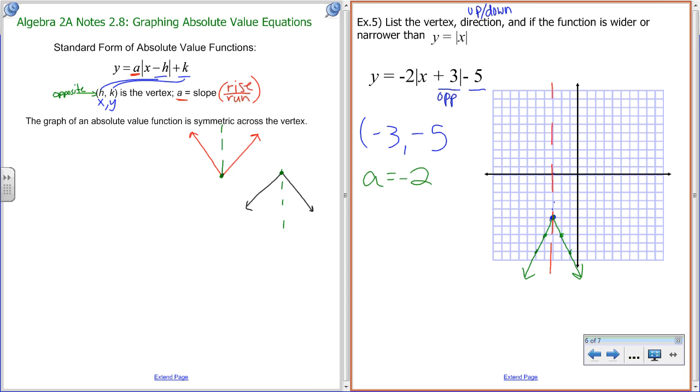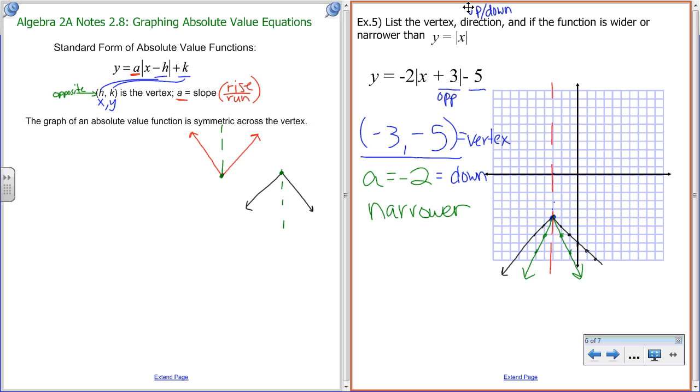All right. So my vertex is here. My slope is -2, so it opens down. Now I need to know whether it's narrower or wider. So what I'm actually going to do for you guys is graph what it would look like if I had a slope of 1. So my slope of 1 would be down 1 over 1, down 1 over 1. And so you notice when we have a slope of 1, we actually get this wide graph. All right? So our green graph here is actually narrower.